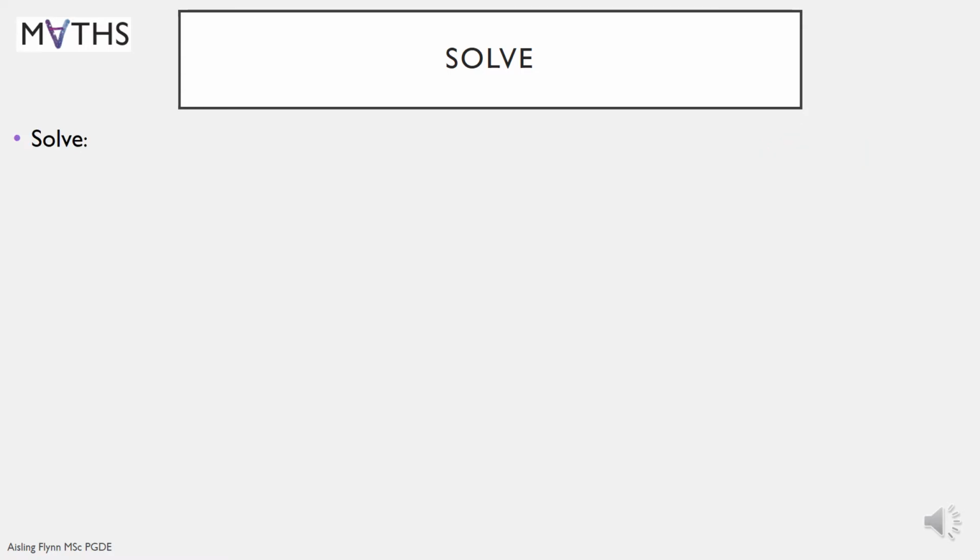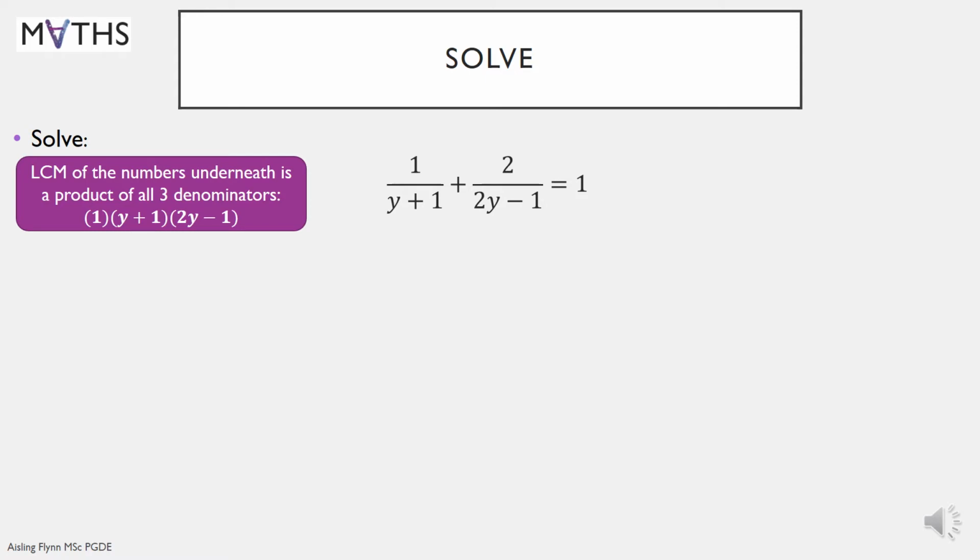So let's solve another. You see that this one is slightly different in that it has the variable under the line. Okay, but the method will be the same. On the right, you have a whole number 1. If it helps, you can write this as 1 over 1. So any whole number can be written as itself over 1, because dividing by 1 doesn't change it. So the lowest common multiple of the numbers underneath is a product of all 3 denominators. So 1 times y plus 1 times 2y minus 1. Now we won't use the number 1 because it doesn't change anything.